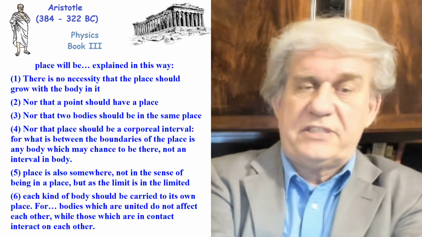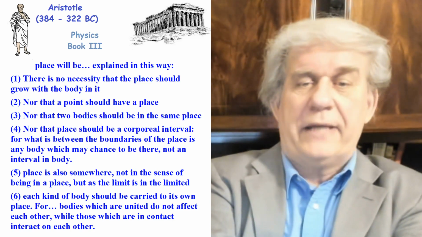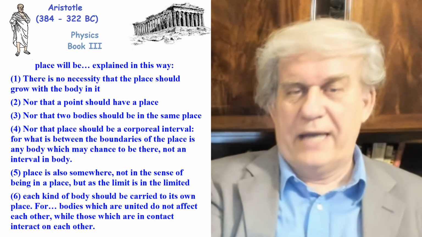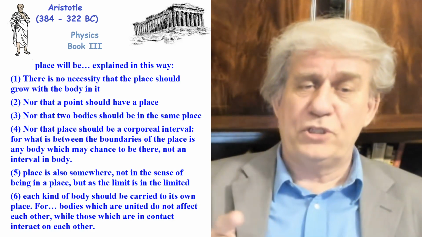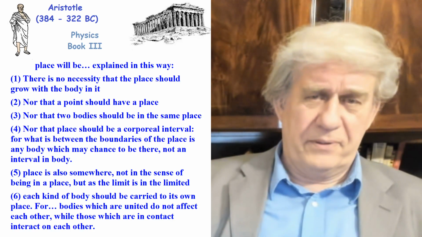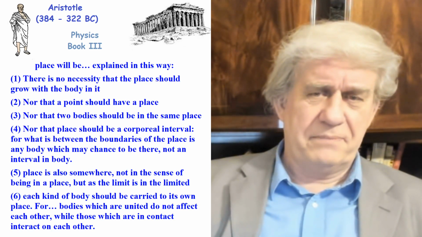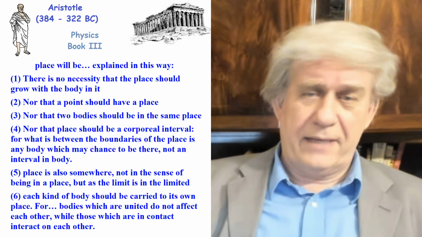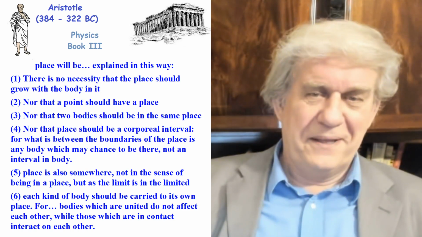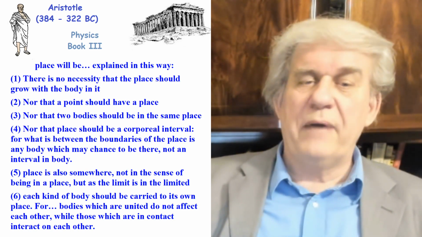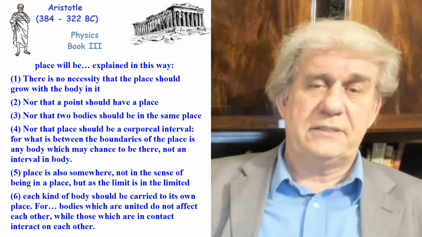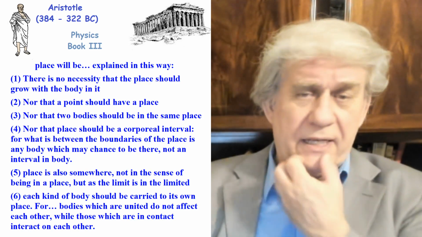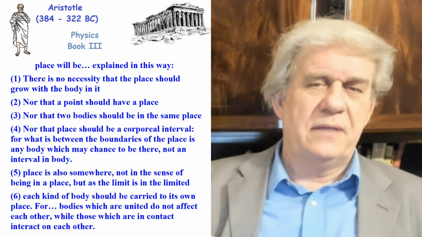But here he says there is no necessity that the place should grow with the body in it. So they both have the same size, momentarily at least while the body is in that place. Nor that a point should have a place. A point? I thought a point was zero-dimensional. Well, what kind of point has a place? But whatever. We have four-dimensional space-time, an event. What is that? A point in space-time. So you see where this comes from. Nor that two bodies should be in the same place. So two bodies can't be. At least they understood that. You've got to take one body out before another one occupies it. When he's talking about this, he's referring a lot to air and water.